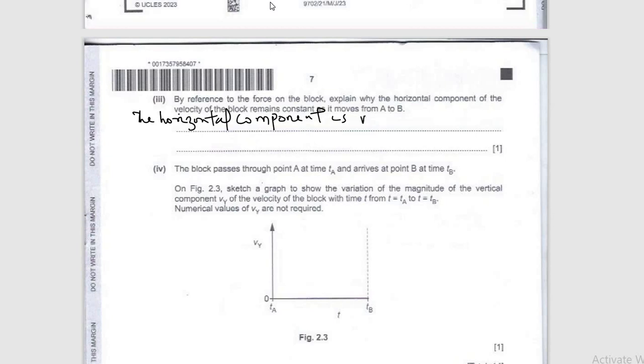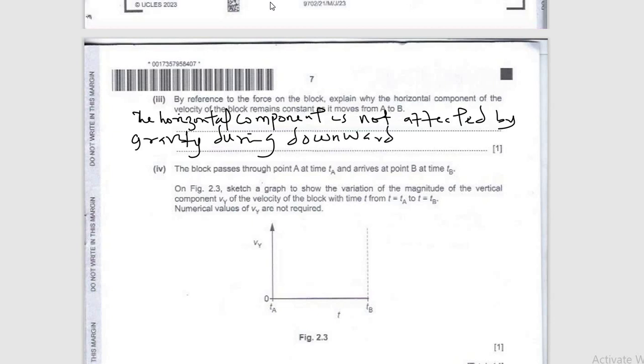The horizontal component is not affected by gravity during the downward motion. It is not affected by gravity when the block moves from A to B. That is the simple truth. There is no horizontal force acting on the block in the horizontal component at the same time.